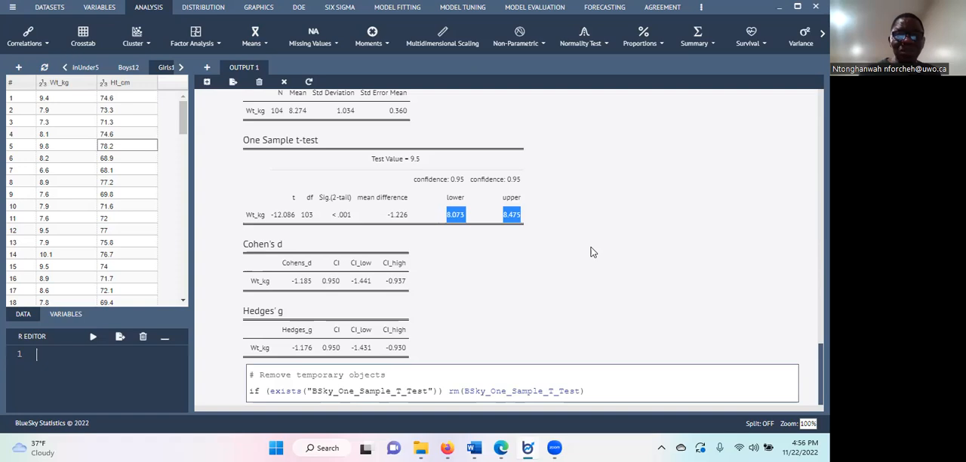So that's our one sample t-test. Of course, we know the assumption of the one sample t-test is that the children were selected independently of each other. So all the children were independently selected. 104 children were selected independently.